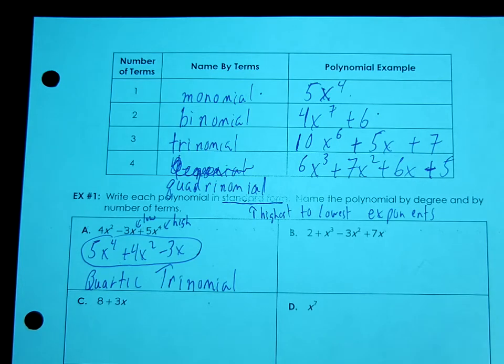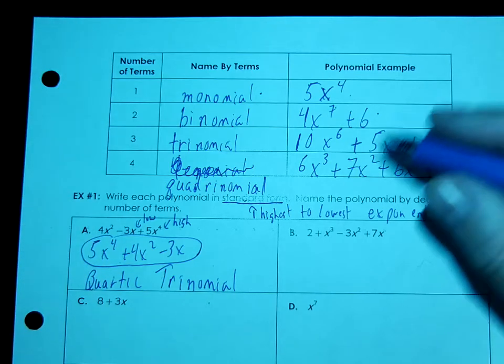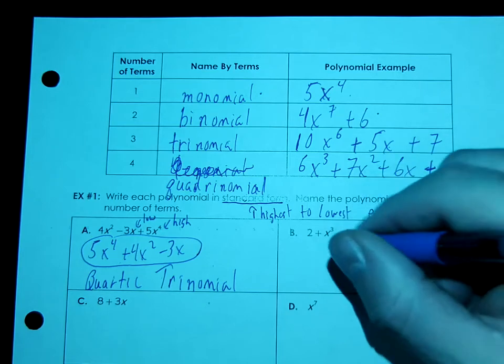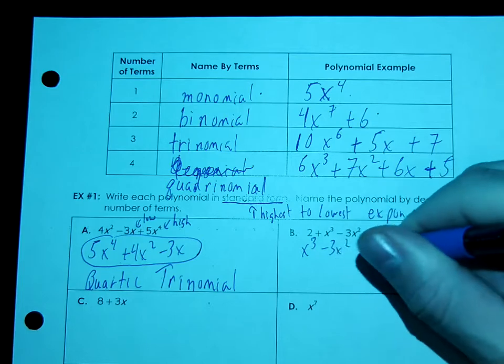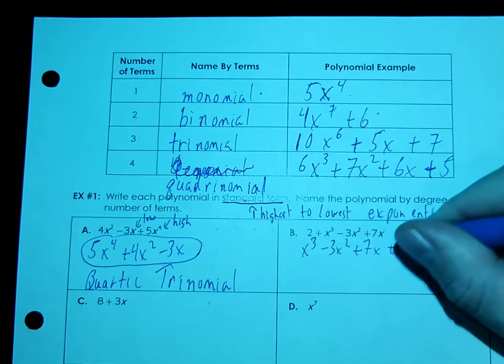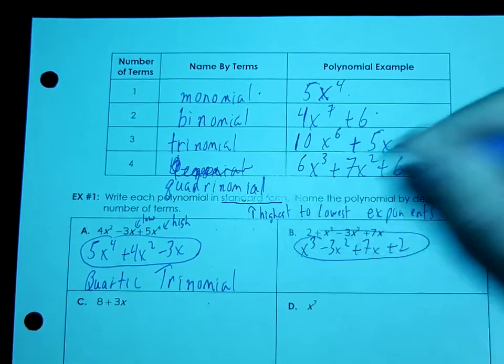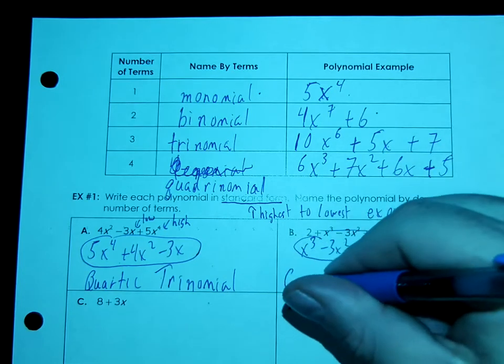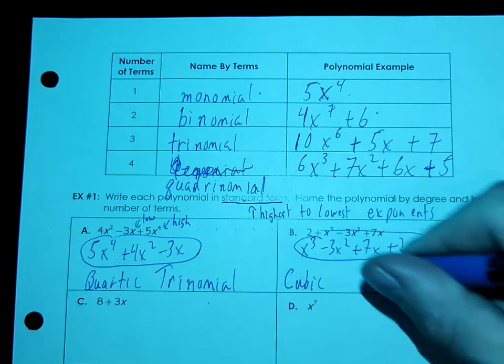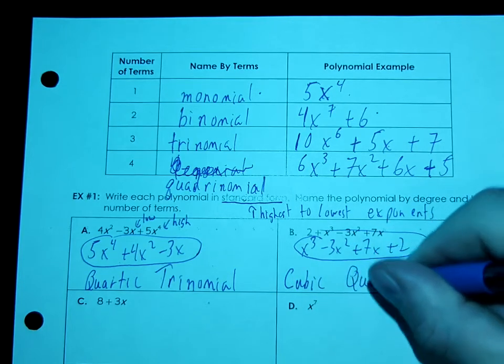And again, as far as having to memorize these names, we're having open notes tests, so don't worry about the memorization. All right, next item here, put the x cubed first, then the 3x squared, then the 7x, and then the 2. The highest exponent here is a 3rd power, so this is a cubic quadrinomial.